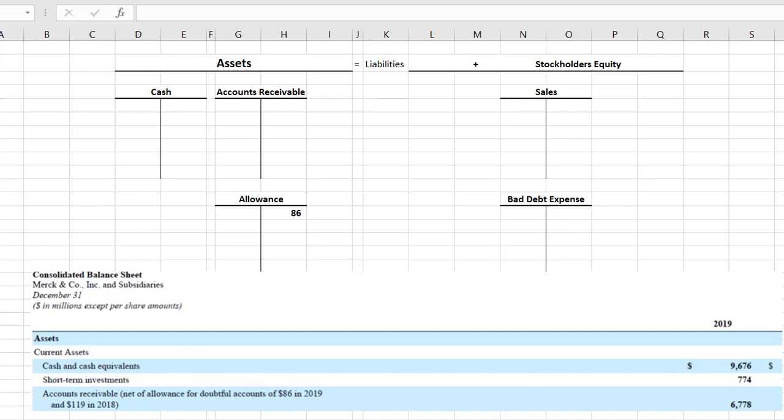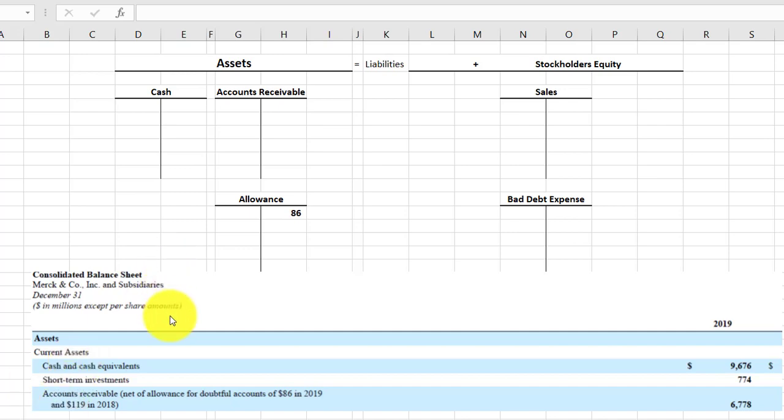Hello everyone, welcome to part 2 of our discussion of allowances and accounts receivable. For this one we're going to show you an example using the T accounts that will help you work through your homework and understand this in a very practical way. So what I've done here is I have a snapshot of the balance sheet for Merck, a big drug company, and we're going to utilize that information to start out.